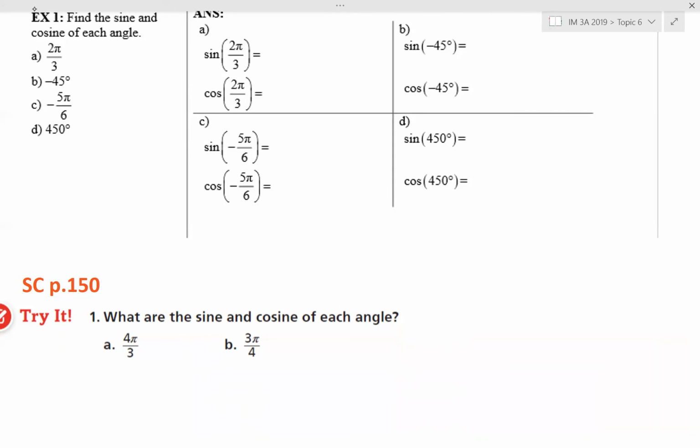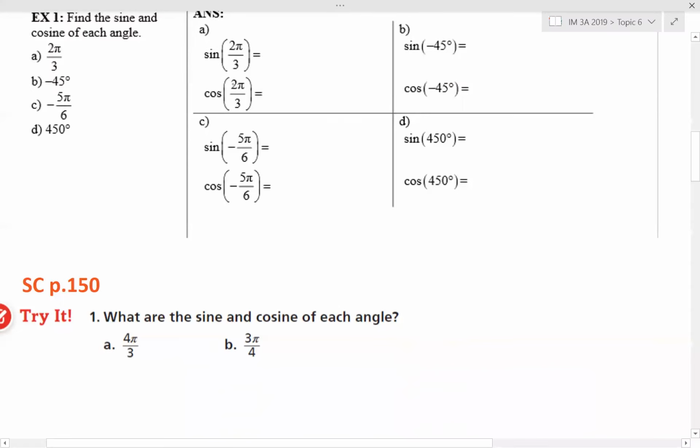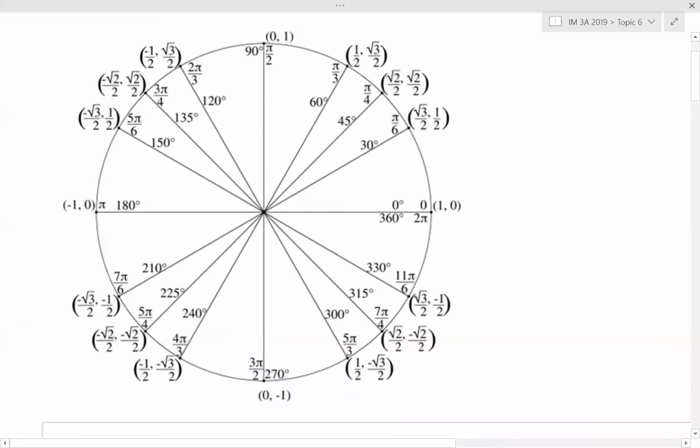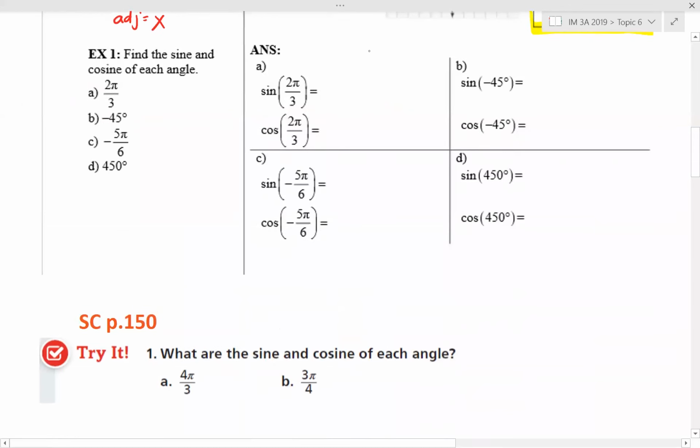So for A, we want to find sine and cosine of 2 pi over 3. So what we're looking at is on the unit circle at 2 pi over 3, we're going to write down the ordered pair. At 2 pi over 3, the ordered pair is -1/2, comma, the square root of 3 over 2. Okay, so we're just going to write that down. -1/2 is the x coordinate. The square root of 3 over 2 is the y coordinate.